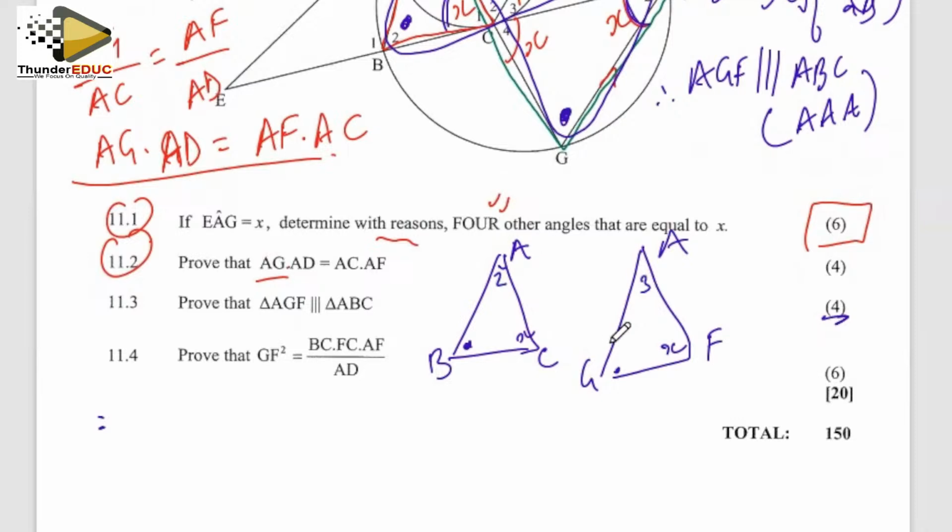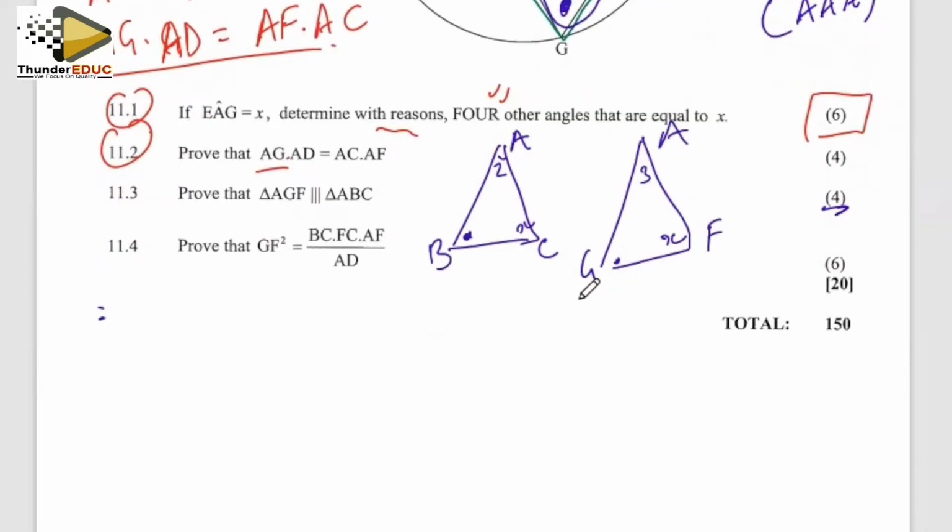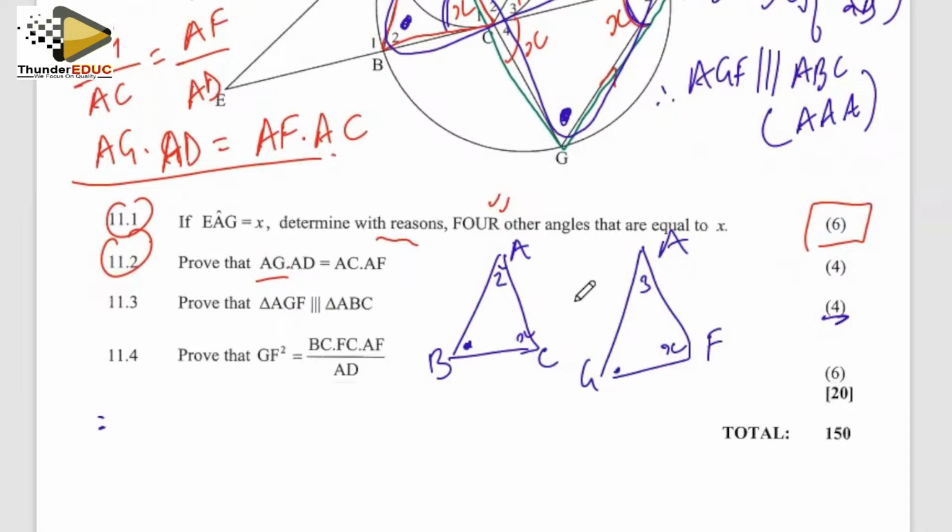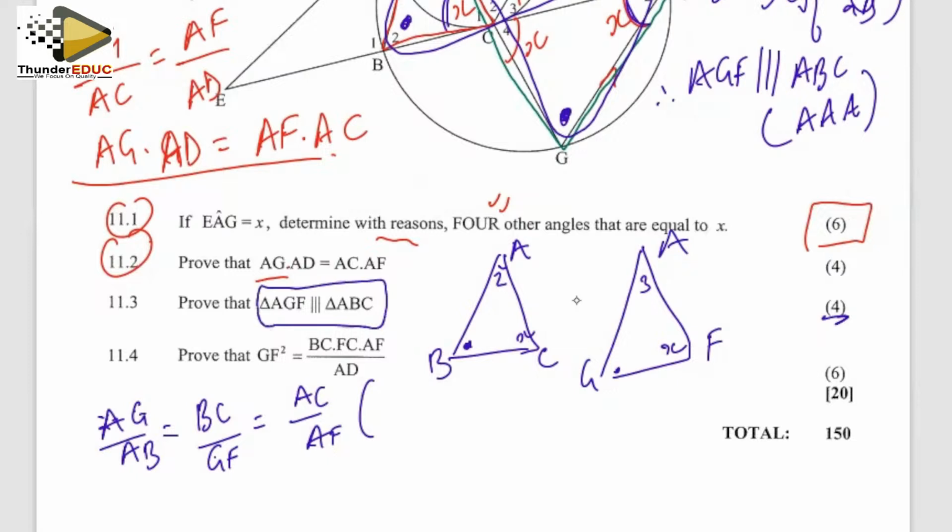All right, then let me compare the sides. So if I get the AB, should I start from there? Yeah, I'll say AB or AG? Let me start with the big one. So AG over AB should give me BC over GF, which must also be the same as AC over AF. I mean, those sides are in proportion because these two triangles are similar.